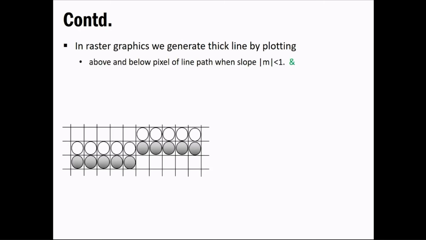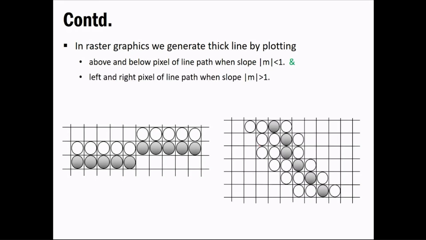And what it says is that in raster graphics, we generate a thick line by plotting in this manner. We'll try to take the neighboring pixels as well to generate a thick line or a thinner line. So above and below pixels of the line path when slope m is less than 1, that is what you can do to generate a thick line, and left and right pixels of the line when slope is greater than 1. If this is the case, you can take the neighboring pixel and paint it with the same color as that particular line.